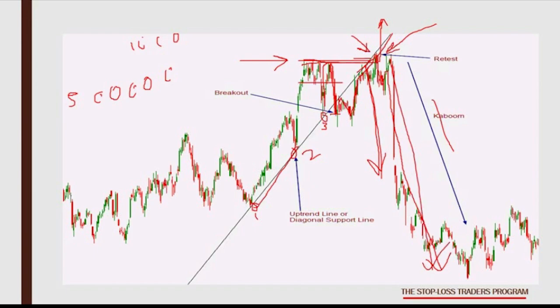The break of a... I don't know what's happening. Oh my God, what's happening here? Just a second again. I need to stop it.